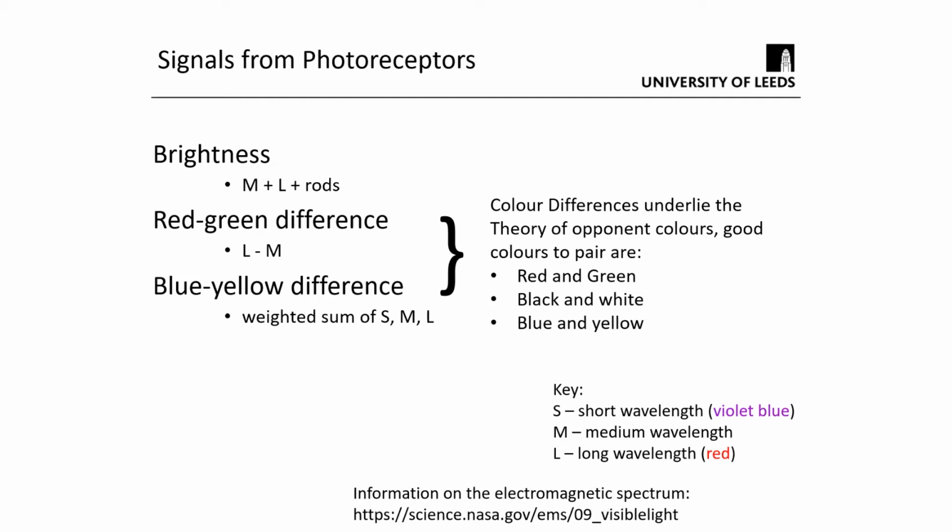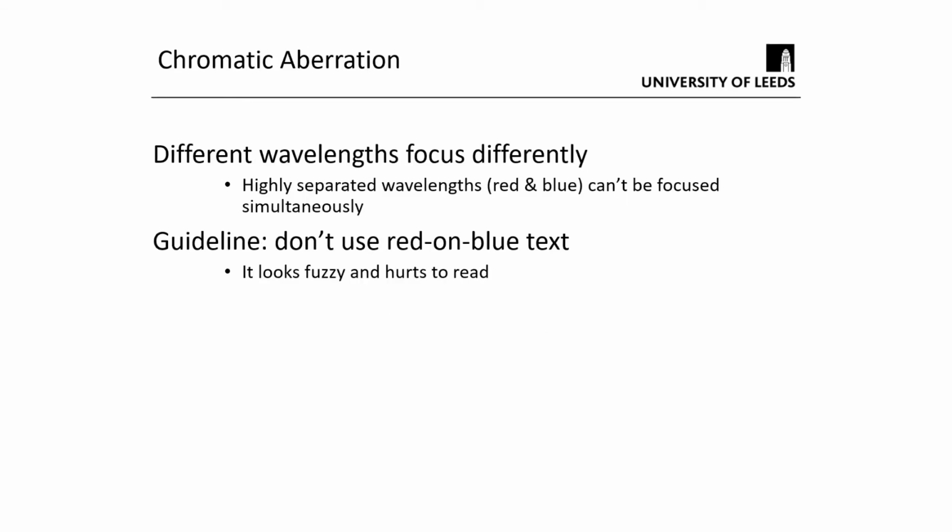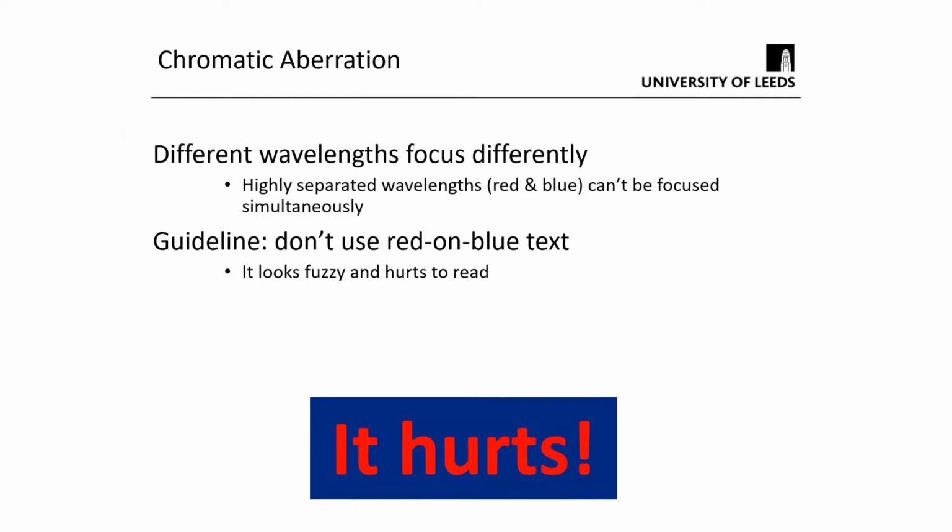So there are issues with wavelength of light as well and how you perceive that. So there are color differences that underlie the theory of opponent colors. So red and green are good together, black and white, blue and yellow, and you've got these different color models for that. And I think because the different wavelengths focus differently, that can be a problem. So if you've got highly separated colours, they have different wavelengths, red and blue, and that will be difficult to focus.